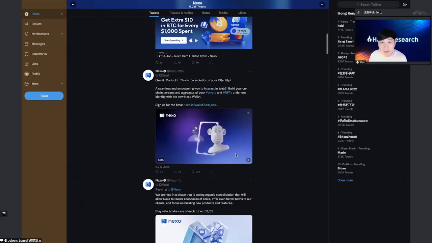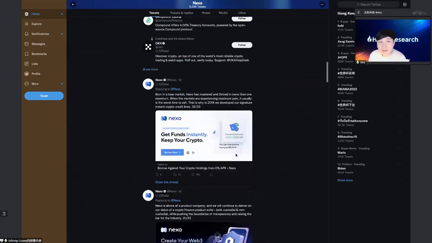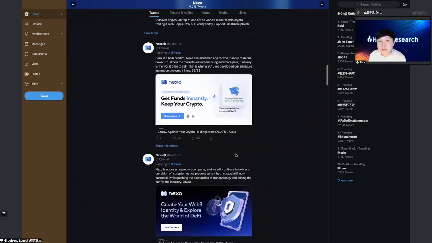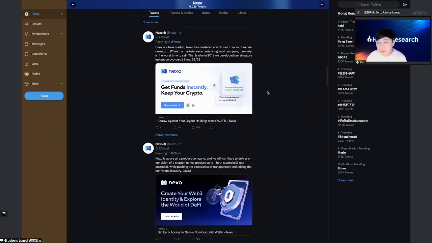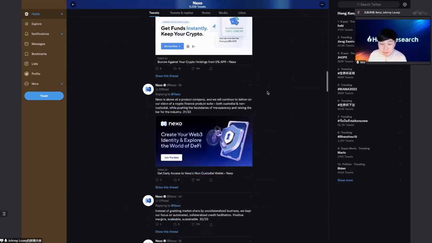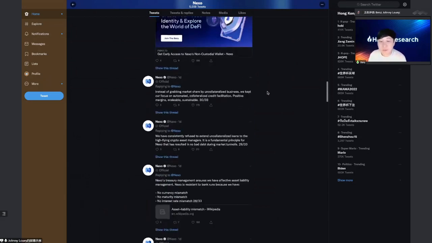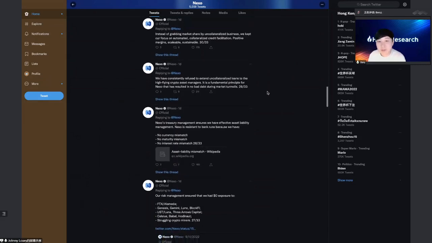I've already researched about them. They're pretty good. I mean, they have been fully audited by Certik, if I'm not wrong, because Certik is a really reputable audit firm. However, one concern about the tweet earlier was their market neutral strategy.